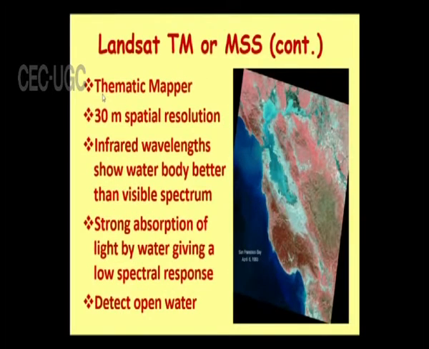Now, what are the other parameters? The thematic mapper, 30-meter spatial resolution, the infrared wavelength shows water bodies better than the visible spectrum. So, here wherever the red color is there, they are the infrared spectrum, and strong absorption of light by water gives a low spectral response, and it is able to detect the open water also. So, these are all the places where open water is available.